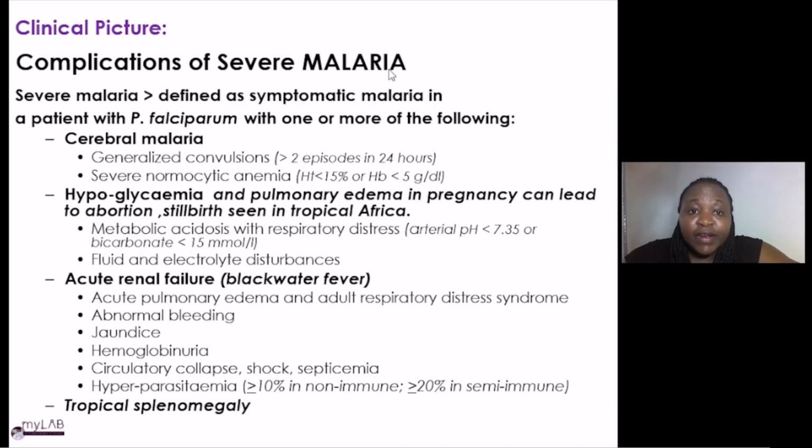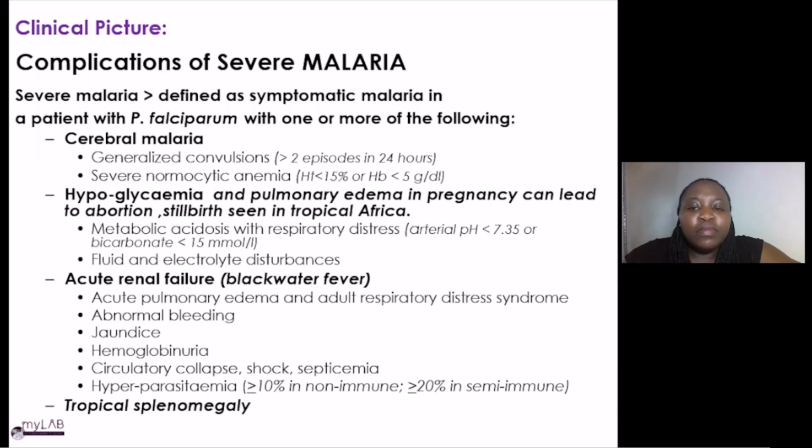Complications of severe malaria. In this case, we're defining severe malaria as symptomatic malaria in a patient who is infected with P. falciparum and exhibiting one or more of the following complications. One of them is cerebral malaria, which is characterized by generalized convulsions over 2 episodes within 24 hours, and severe normocytic anemia, where the hematocrit, or the amount of red blood cells, is less than 15% or the hemoglobin is lower than 5 grams per dl.